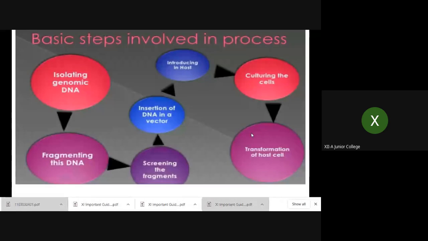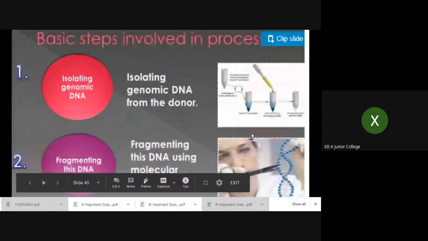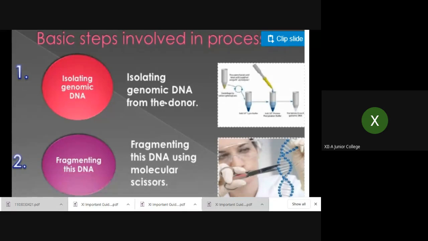So these are the steps. Now again, step by step, we'll see the basic steps involved in the process. First, isolating genomic DNA from the donor. Suppose I say that insulin is the gene which I want to isolate, or the product I want, its insulin production I want in more quantity. Suppose I am just telling, there are many more examples. So isolating that genomic DNA from the donor.